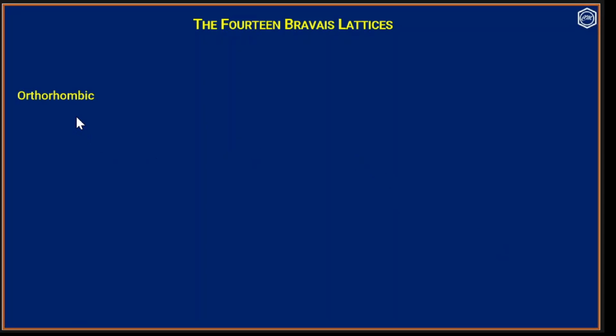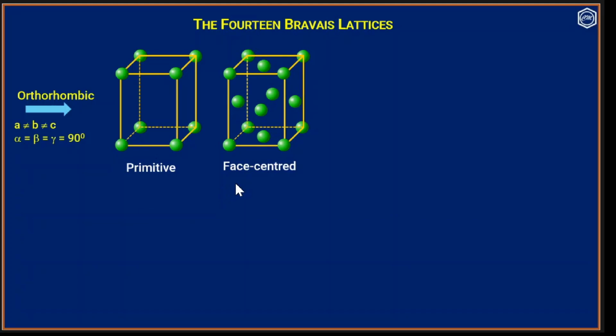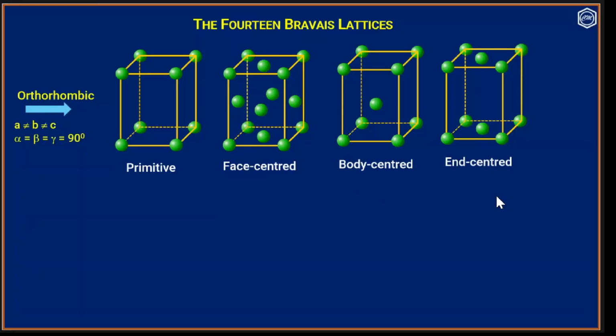Next is orthorhombic. For orthorhombic, a ≠ b ≠ c, but α = β = γ = 90 degrees. And this is the primitive unit cell, and this one is the face-centered unit cell, and this is the body-centered unit cell, and this one is the end-centered unit cell.